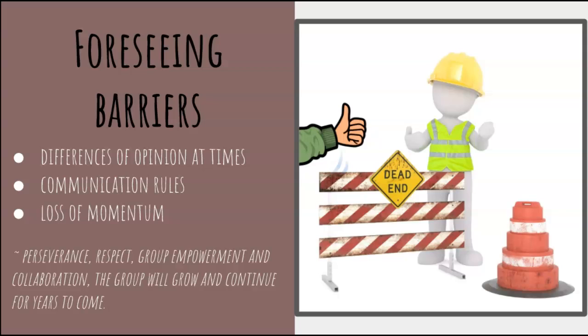Major barriers. Over the years, the loss of momentum could arise at some point. To overcome this, the group leaders will continue posting, discussing, and get through the low. They will also talk to different individuals to have them share something new that they have learned. Through respect, group empowerment, and collaboration, the group will grow and continue for years to come.